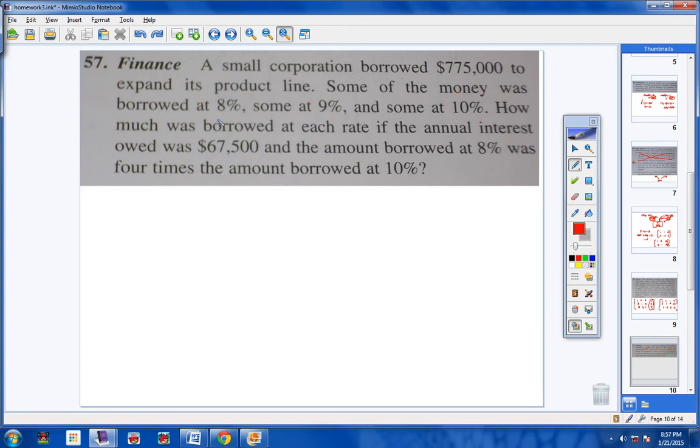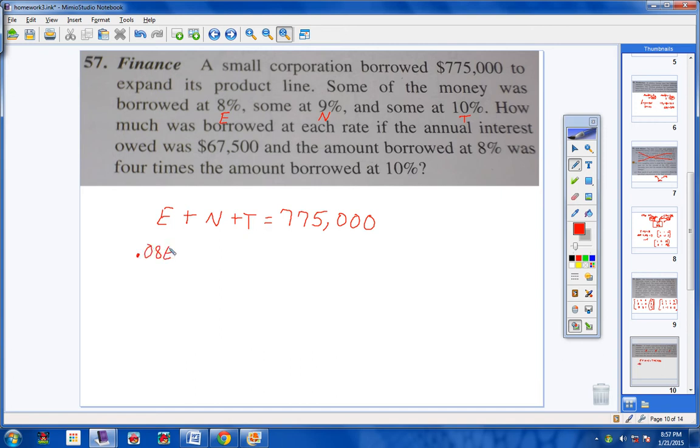Now I'm going to use an E for the amount borrowed at 8%, an N for the amount borrowed at 9%, and a T for the amount borrowed at 10%. Now I have no idea how much I borrowed at the 8%, and I have no idea how much I borrowed at 9%, and I have no idea how much I borrowed at 10%. However, if I add them all together, I know the total amount I borrowed was $775,000. So there's one equation.